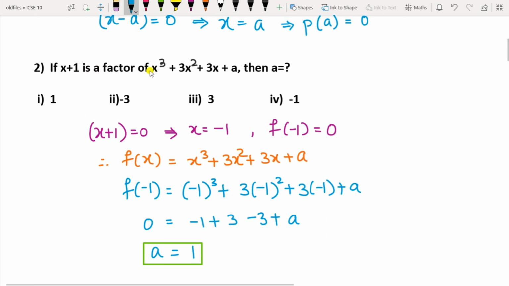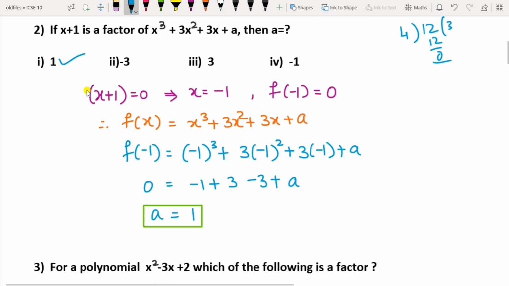If x plus 1 is a factor of x cube plus 3x square plus 3x plus a, then a equal to? So if x plus 1 is a factor of this, that means the remainder should be 0. As we know that 4 is a factor of 12, so the remainder is 0 here, it is the same way. So if x plus 1 is a factor of this polynomial, then the remainder should be 0. So the value of x from this becomes x equal to minus 1. Substitute x equal to minus 1 in the given equation, and f of minus 1 will be equal to 0. Substitute it as 0 and solve for a. Therefore a is equal to 1. So option 1 here is the correct option.